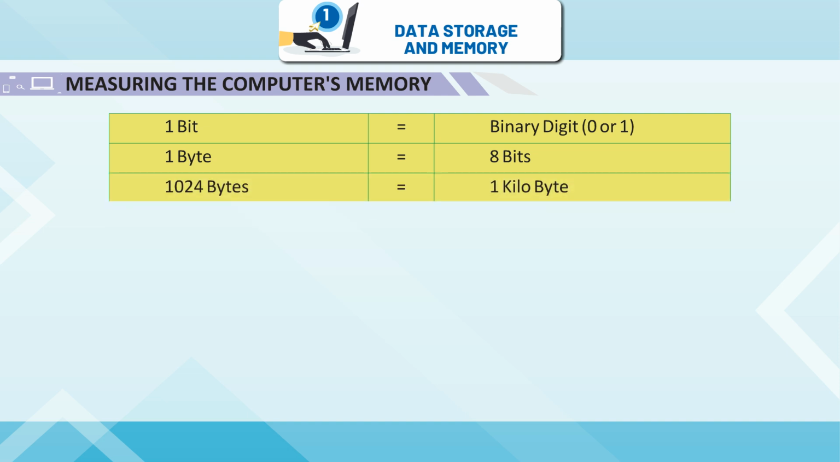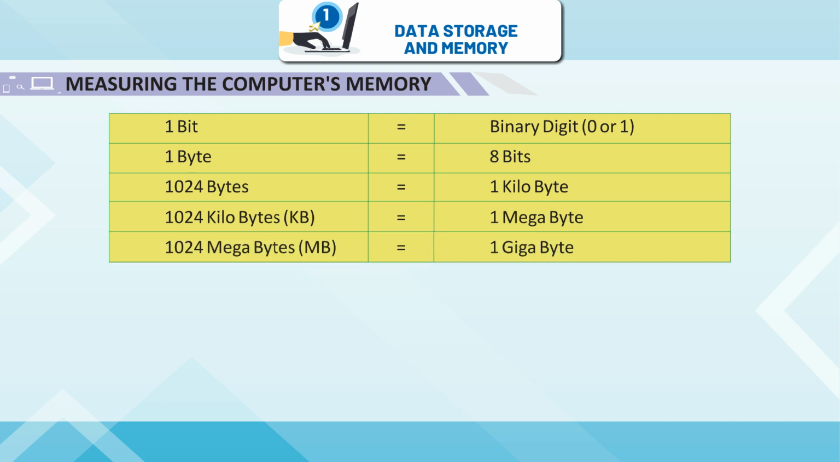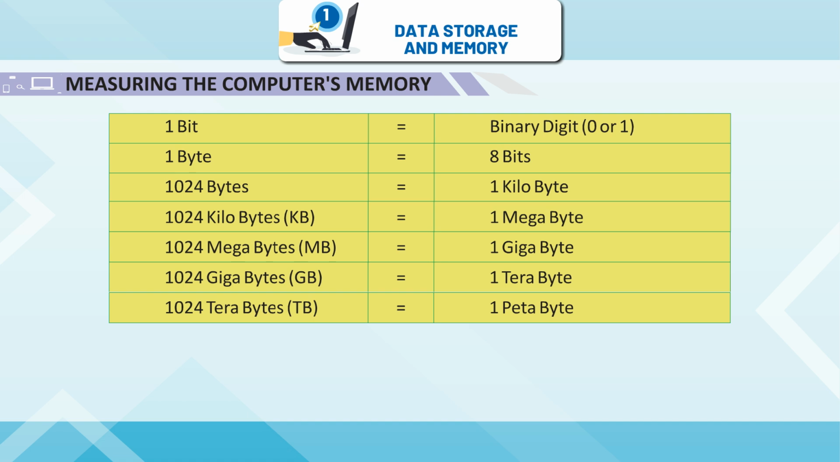1024 bytes is equal to 1 kilobyte. 1024 kilobytes (KB) is equal to 1 megabyte. 1024 megabytes (MB) is equal to 1 gigabyte. 1024 gigabytes (GB) is equal to 1 terabyte. 1024 terabytes (TB) is equal to 1 petabyte.